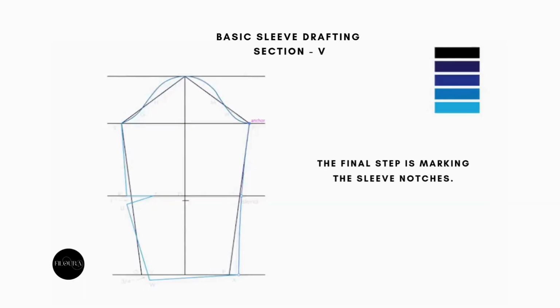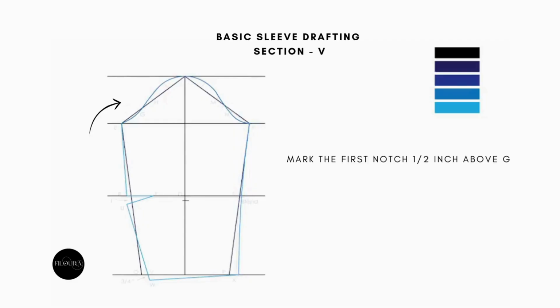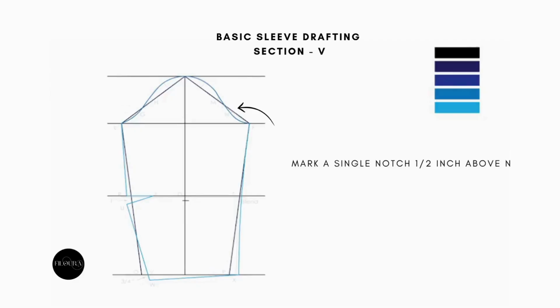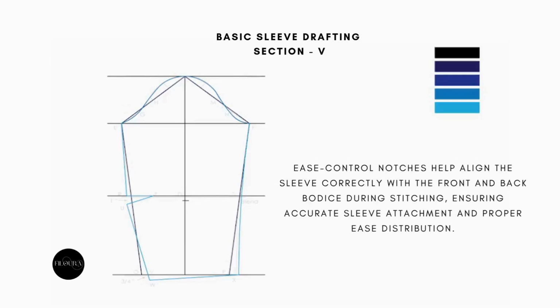The final step is marking the sleeve notches. In the back sleeve, at G, mark the first notch half inch above the point G. Mark the second notch half inch above the first notch. In the front sleeve, at point N, mark a single notch half inch above N. These ease control notches help align the sleeve correctly with the front and back bodies during stitching, ensuring accurate sleeve attachment and proper ease distribution.